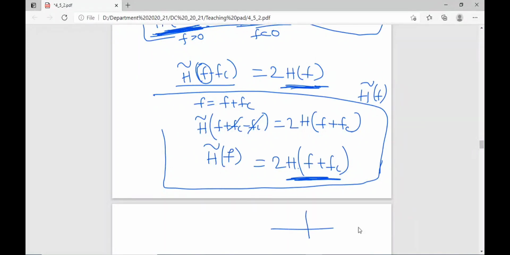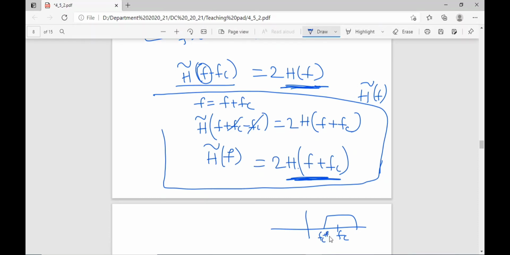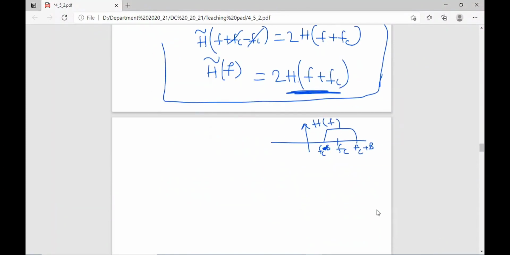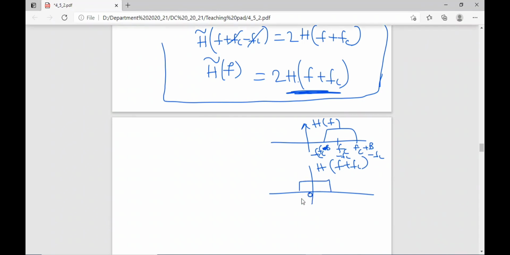Negative, ma'am. Negative in the sense I had fc plus b here, fc minus b here, fc plus b. Now this is your H of f signal. Now you have to get H of f plus fc. H of f plus fc in the sense you need f equal to minus fc here, here also minus fc, here also minus fc. So when you do that, your spectrum will shift in this way. This will be 0, this will be minus b and this will be b.